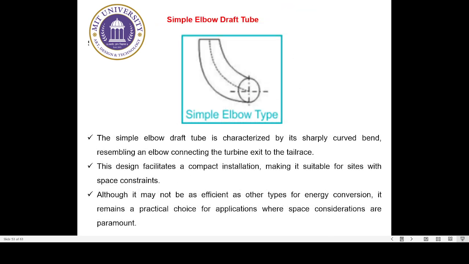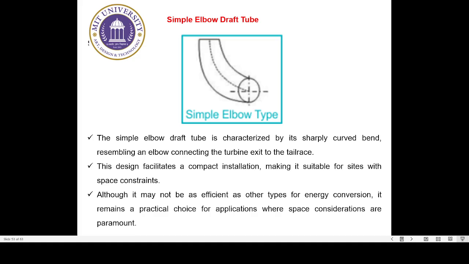Another configuration that can be utilized as a draft tube is the simple elbow draft tube. We can see the arrangement for the simple elbow draft tube here. This tube is identified by a sharply curved bend. It resembles an elbow connecting the turbine exit to the tail race.